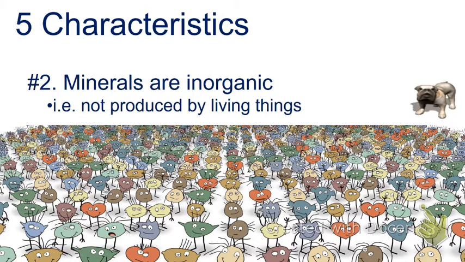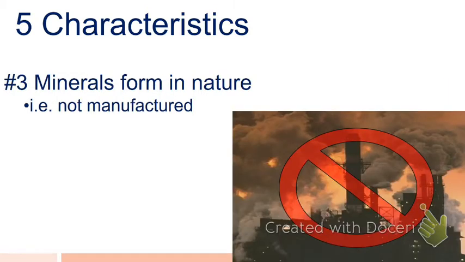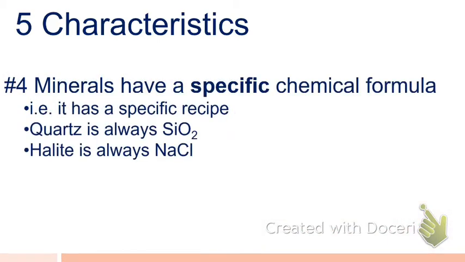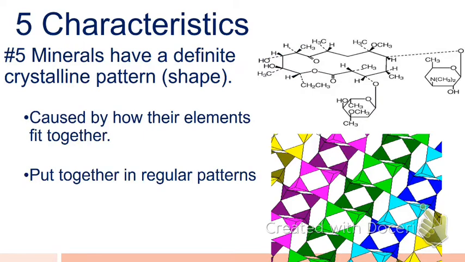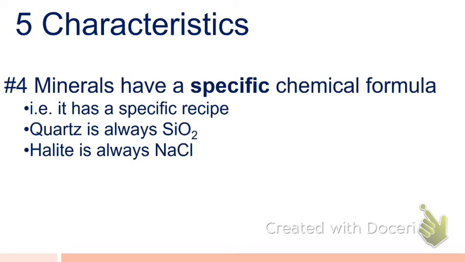Minerals are inorganic. Minerals are formed in nature, so they're not manufactured. It's not to say that we couldn't copy nature and make something in a lab that is also made by nature, but in order to be classified as a mineral, it had to be originally made by nature. Minerals have a specific chemical formula, meaning that they have the same ratio of one element to another. So for quartz, there's always going to be twice as many oxygen atoms as there are silicon atoms. And for halite, there's always going to be one sodium atom to every one chlorine atom.